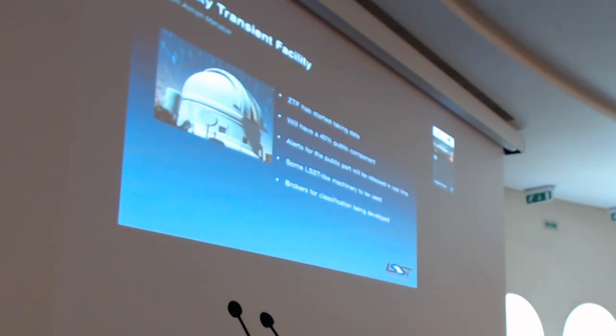So ZTF recently started taking data, and those alerts will be made public shortly through, I believe, the Antares broker, for which the full infrastructure is currently under development.